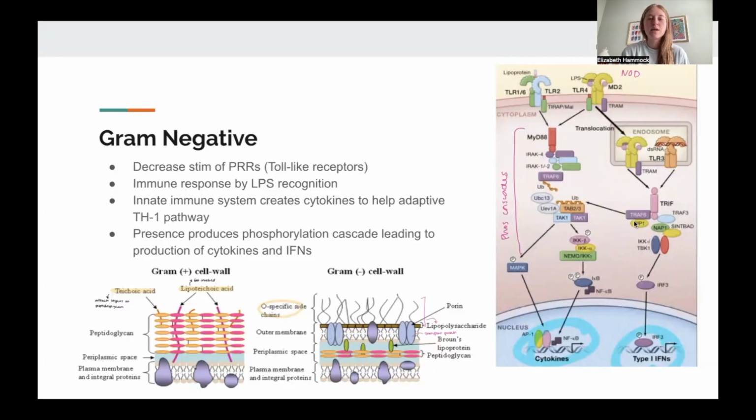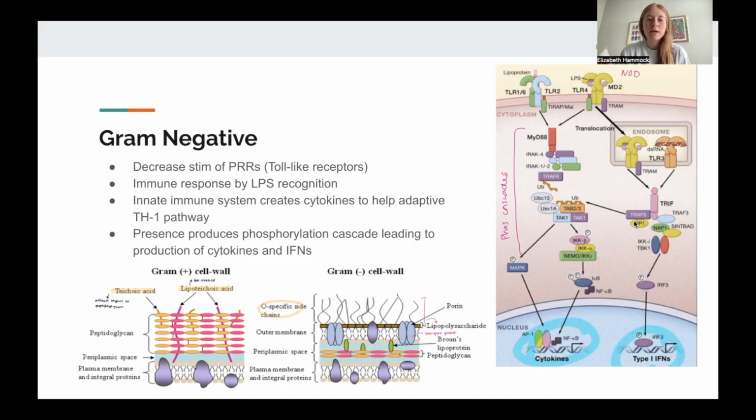Some of the pathogens that we have talked about have been gram-negative, single-stranded RNA, as well as double-stranded RNA. So I wanted to take a few minutes to talk about how the immune system may react when coming in contact with these specific structures.